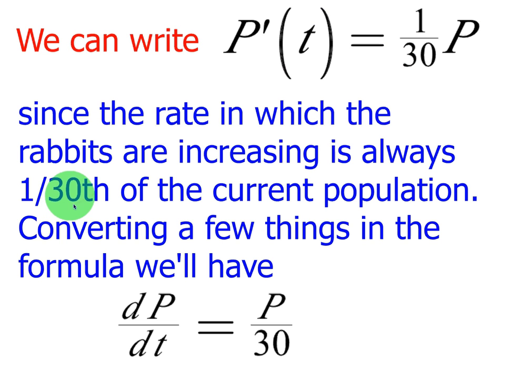So you can see again it's like a snowball effect. The more rabbits there are, the faster the reproduction rate is. Which makes sense, right? Because in nature, the more rabbits there are reproducing with each other, the more rabbits there will be. Converting a few things in the formula, I'm going to pull the P up to the top and put the 30 on the bottom, and then we will convert P'(t) into dP/dt. So the rate at which the rabbit population is increasing is equal to 1/30th of the population.